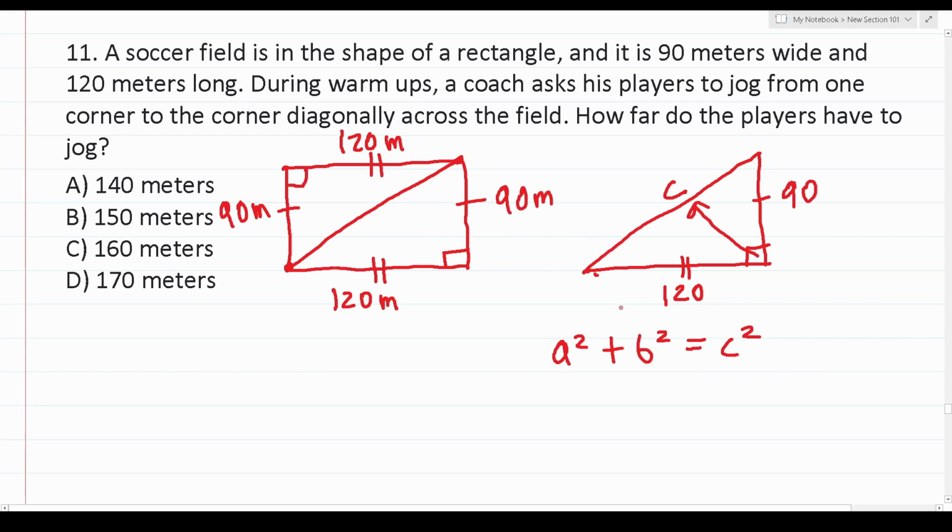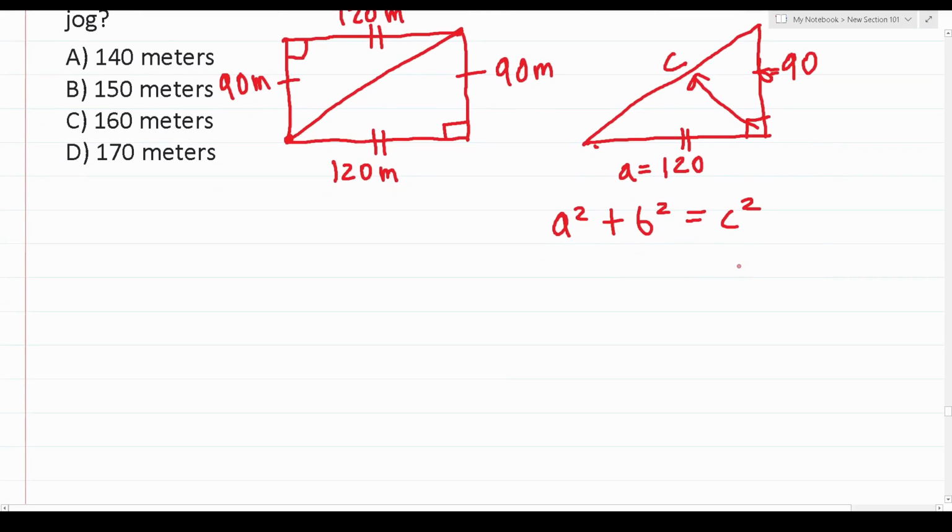All right. Likewise, again, A and B refer to the legs of the right triangle. So I'm going to let A be 120 and I'm going to let B be 90. All right, let's go ahead and start plugging things in. Again, I let A be 120, so this is 120 squared plus 90 squared equals C squared.